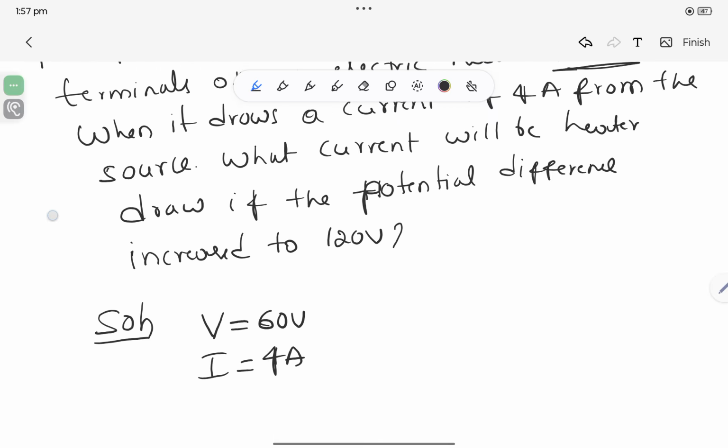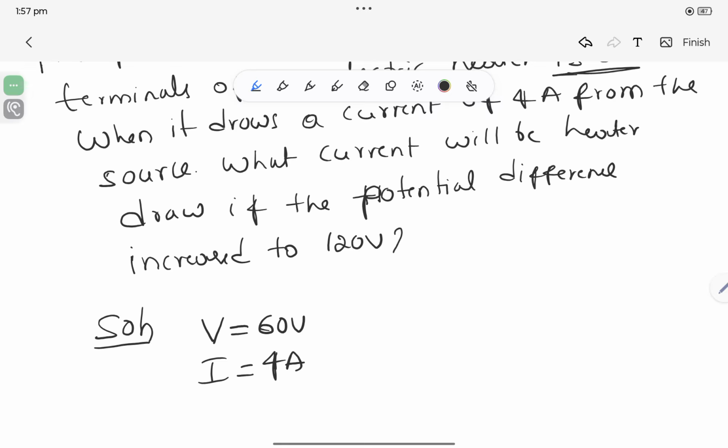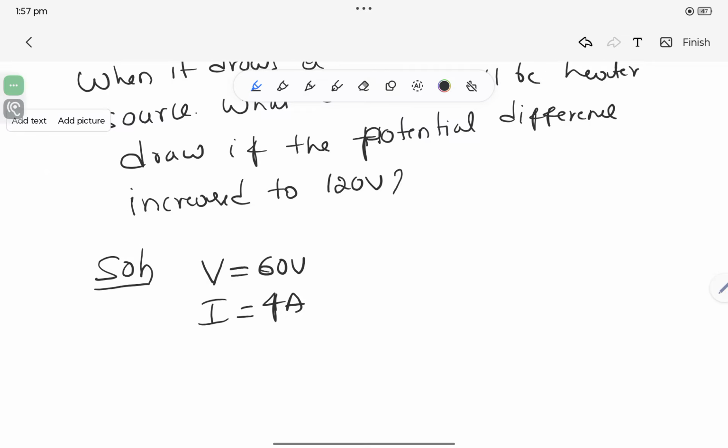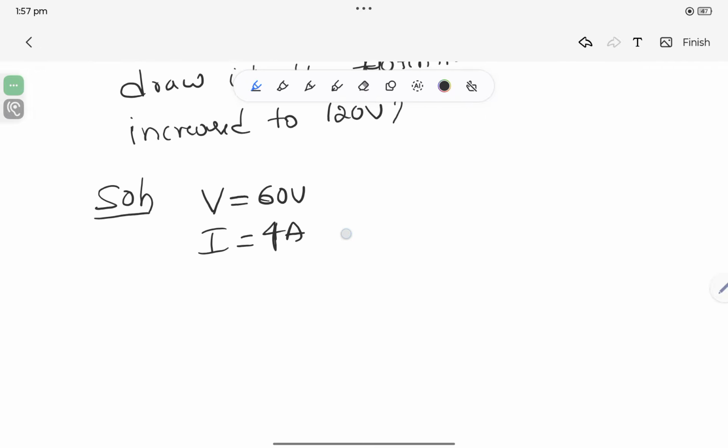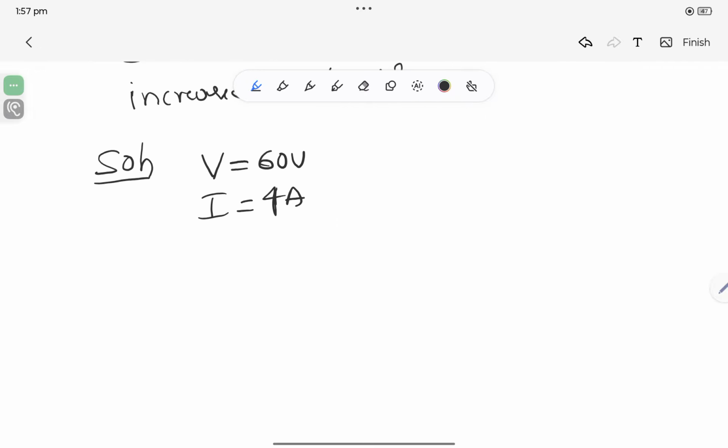What current will the heater draw if the potential difference is increased to 120 volt? Let us see. First, from this we can calculate resistance. We already did this in the previous problem. V = IR, so R is equal to V by I.